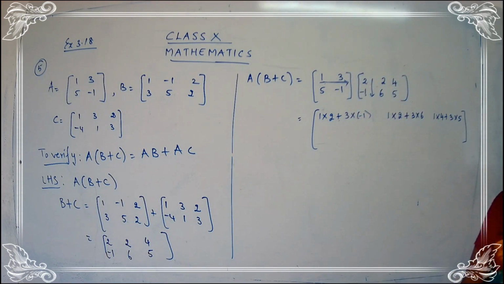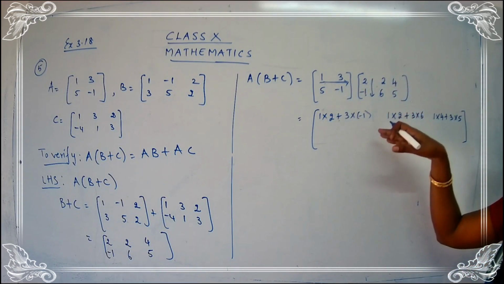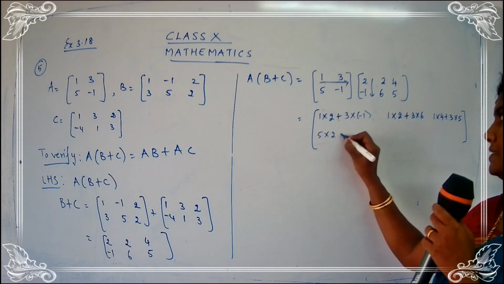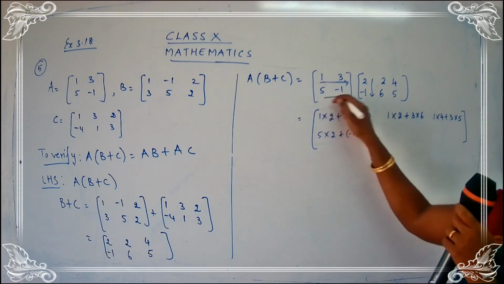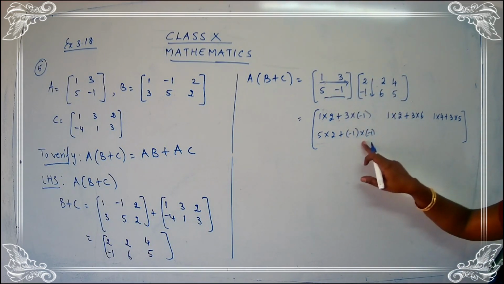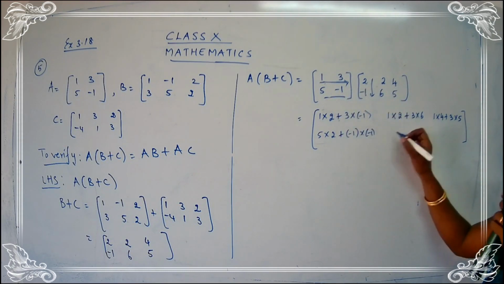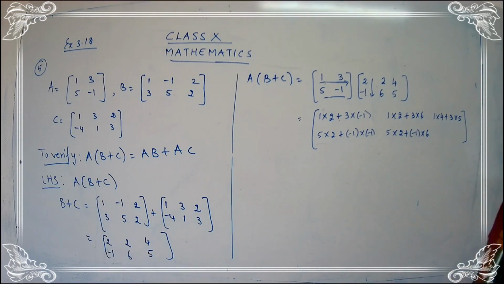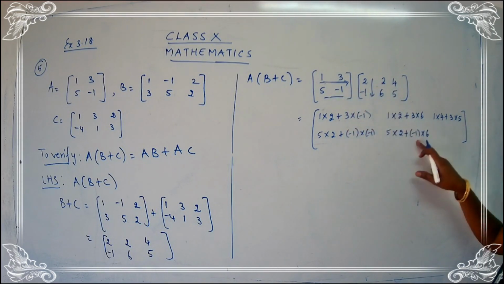Okay. Now let's go for the second row and you're going to follow the same procedure. Okay? So second row, first column. 5 into 2 plus minus 1 into minus 1. Leave some space. Second row and second column. So 5 into 2 plus minus 1 into 6.